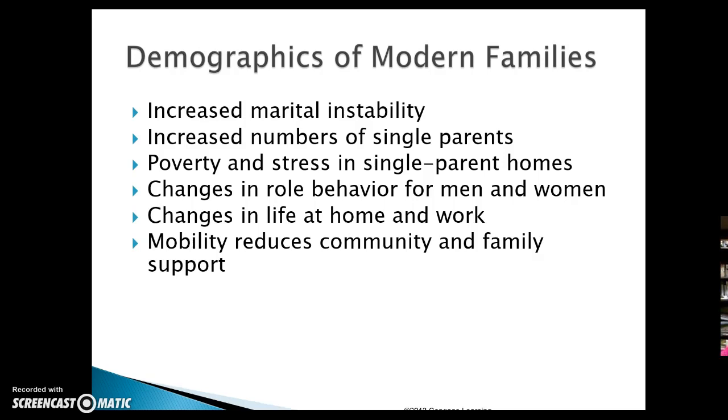We're going to be looking at some of today's demographics, looking at the modern family. We know there's been an increase in marital instability. Only 67% in 2009 were living with two married parents. And we know that that's changed greatly in recent years. It's much more likely to have children in single parent families than in the past.